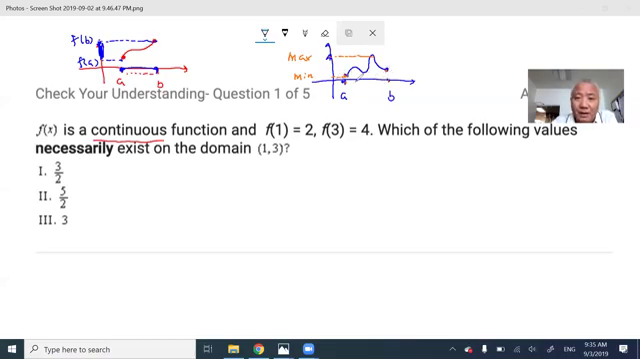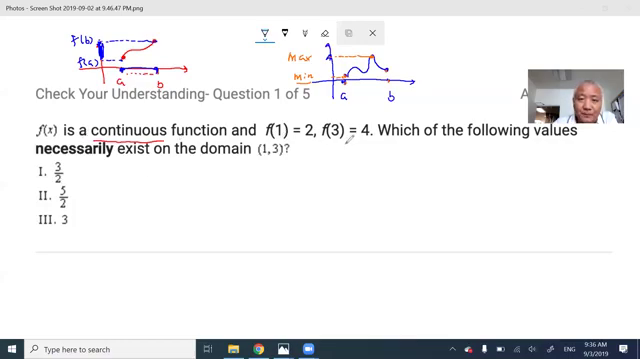But anyway, as long as you have an interval A to B where the function is continuous, it must have a maximum and must have a minimum. Okay, that's about the extreme value theorem. But actually, when we do this question here, it has nothing to do with the extreme value theorem. This one is only for the intermediate value theorem.